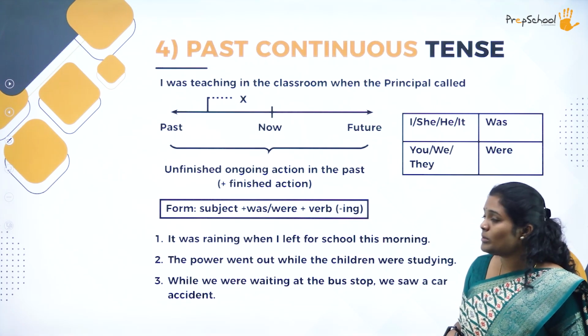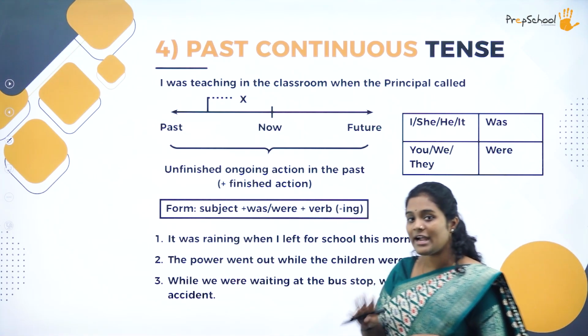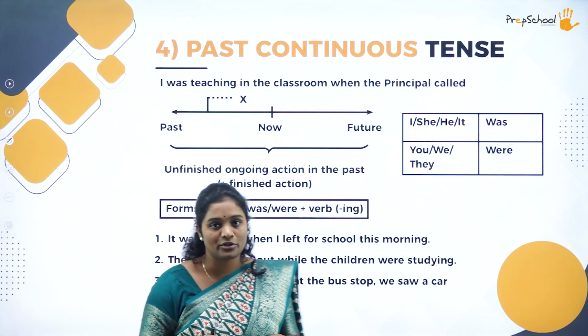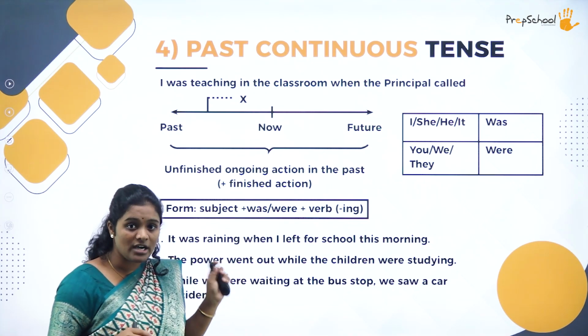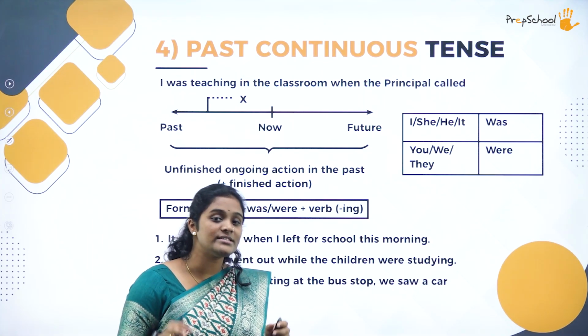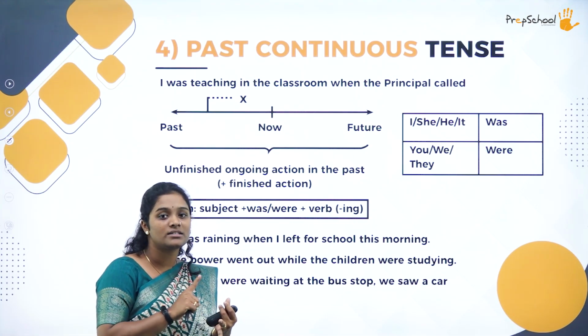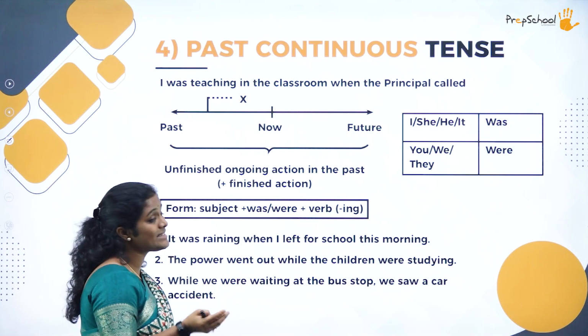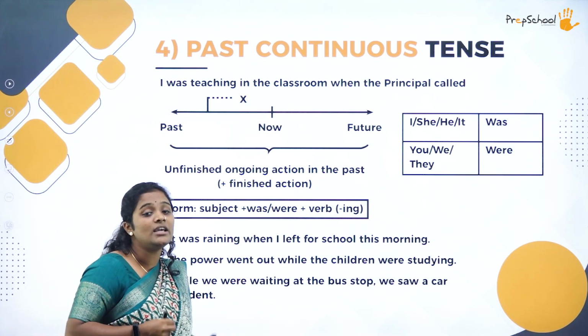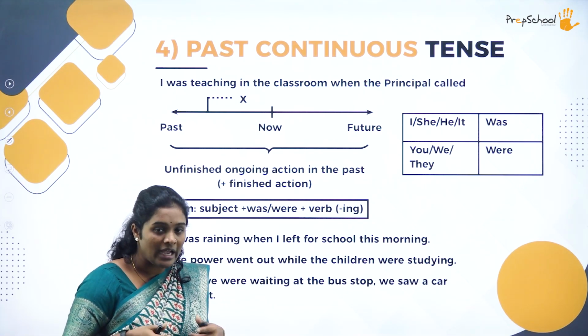Then moving forward to the fourth kind. The fourth kind of tense that we are talking about today is the past continuous. We're done with present continuous. Now we are going to talk about past continuous form. Simple past form, past continuous form. Now in this one, let's take the example first. I was teaching.